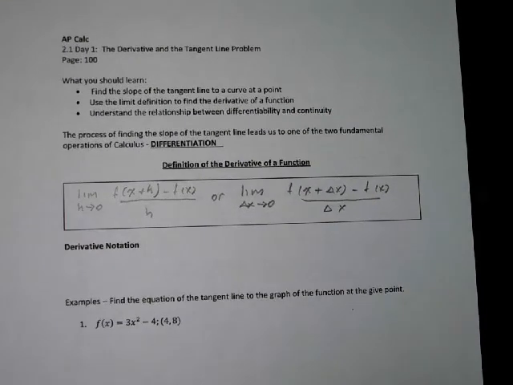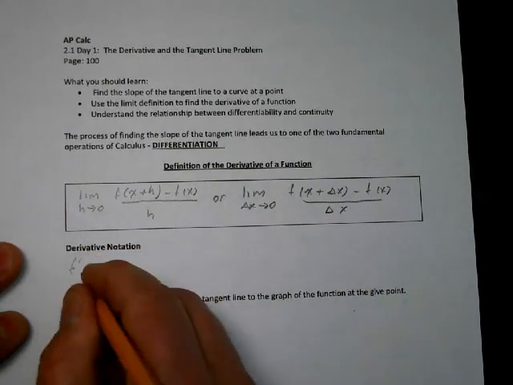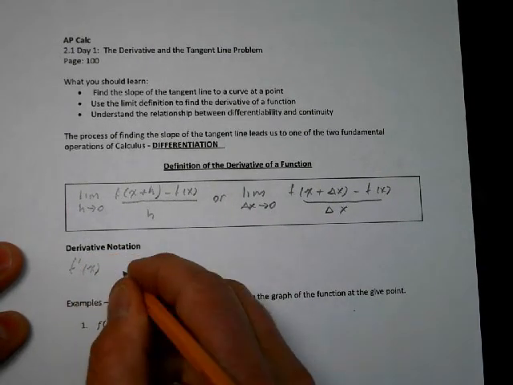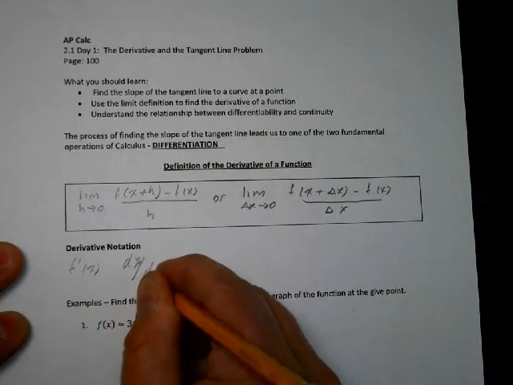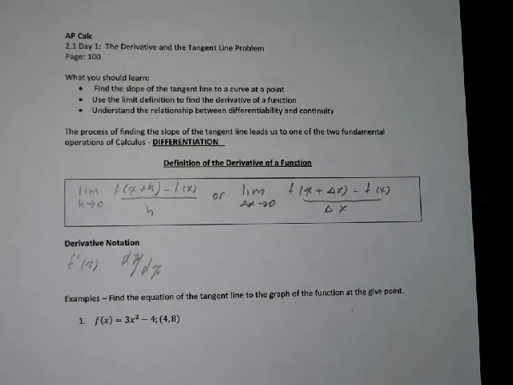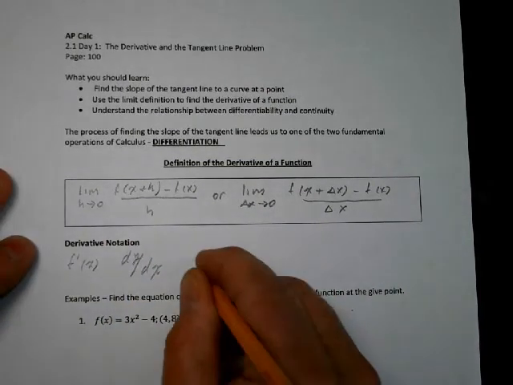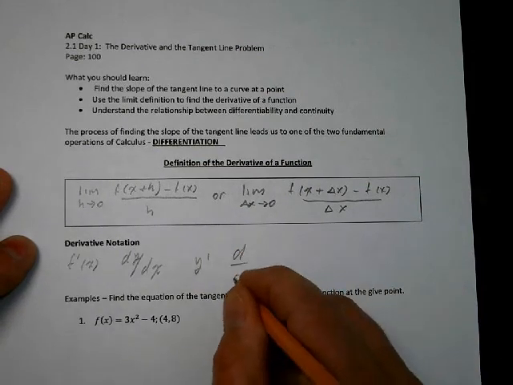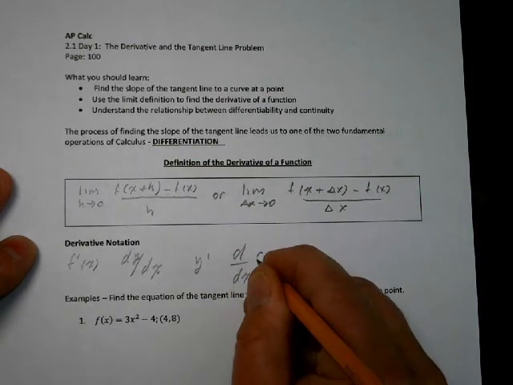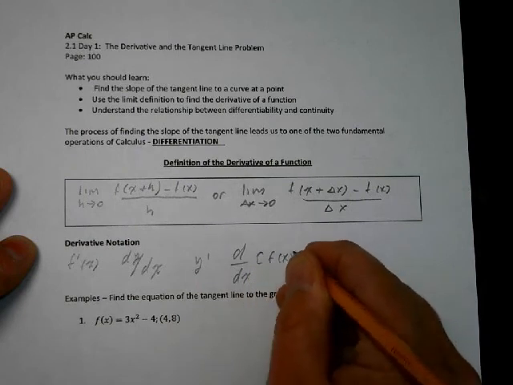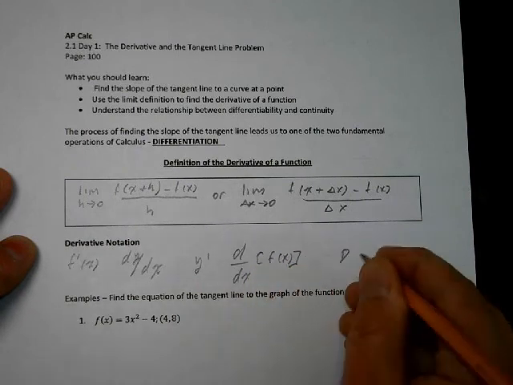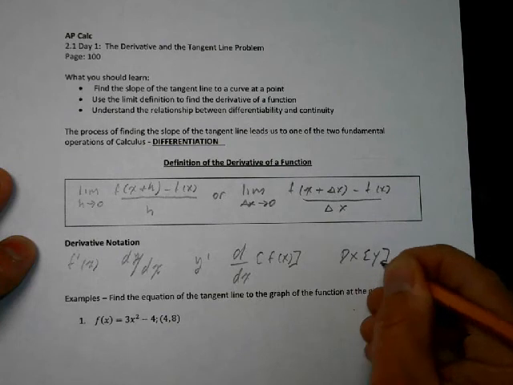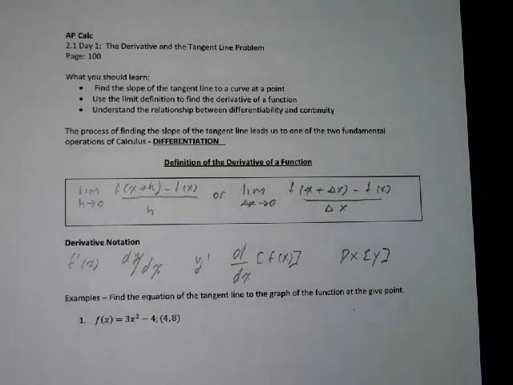Now, derivative notation. Those are a couple of different ways that you can represent derivatives. One of those is f prime of x, dy over dx, y prime, d over dx of f of x, or D sub x of y. So those are just different ways in which you can represent a derivative.